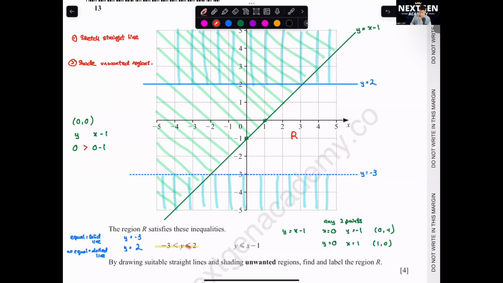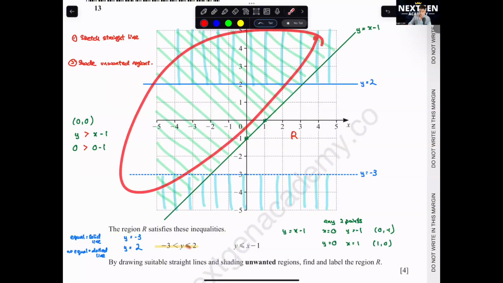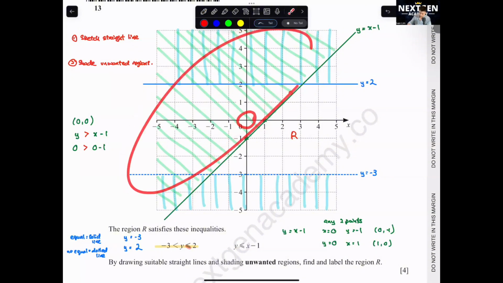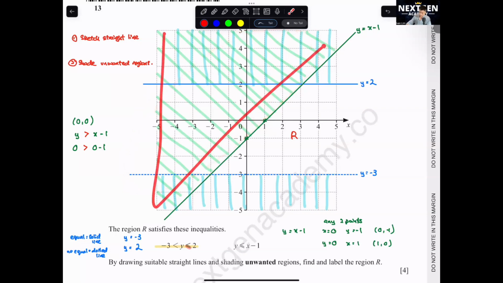More than, right? So that means any points in this region here represent y is more than x minus 1, which is the region that we don't want.